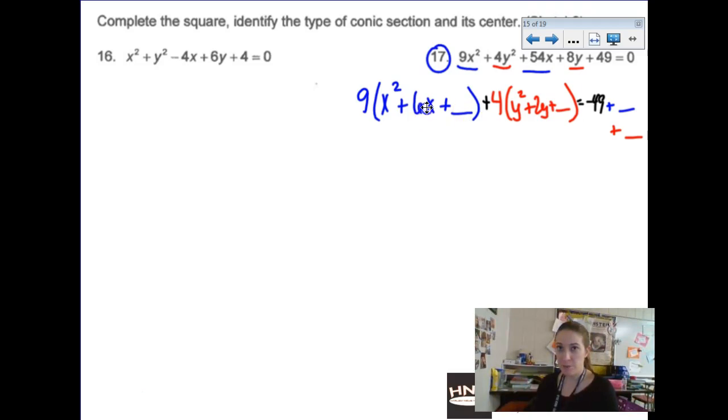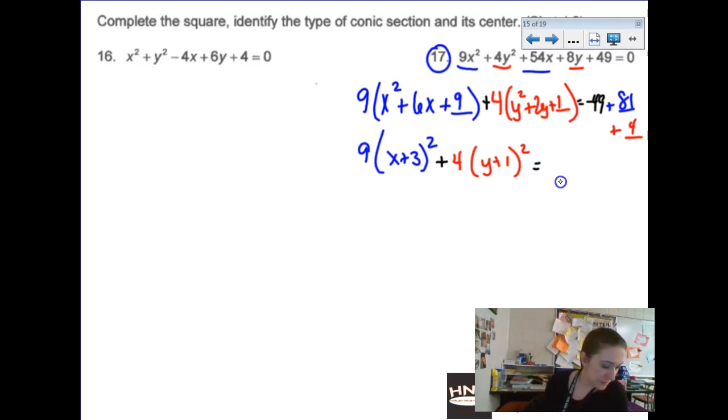Alright, so speaking of the blue number, it would have been a 9 in this quadratic, but this is really an 81 because of that existing 9. And then here, this is a 1, but it's really a 4. So, rewriting this blue term becomes 9 times x plus 3 squared, plus this red term becomes 4 times y plus 1 squared. And then if I add up negative 49, 81, and 4, I'm going to cheat and steal my answer over here. It's a 36.